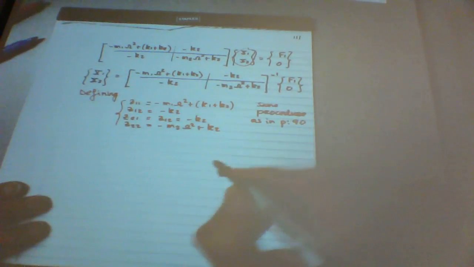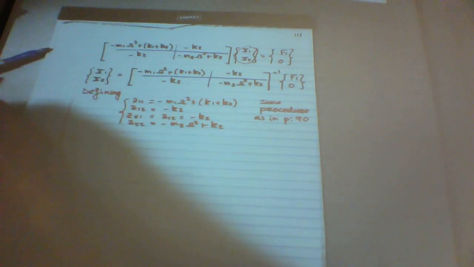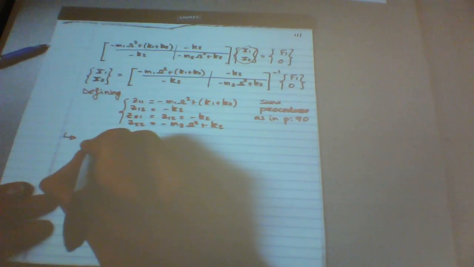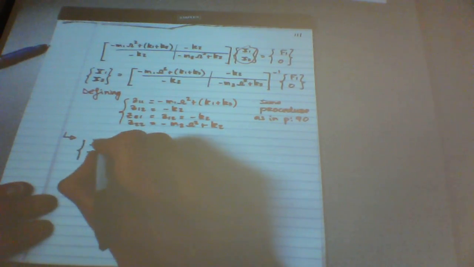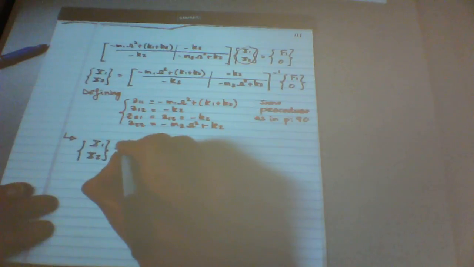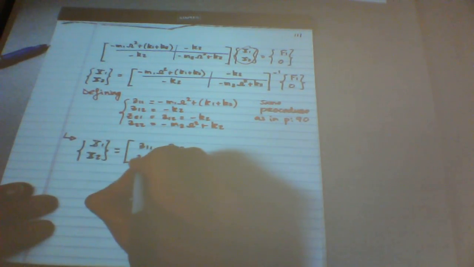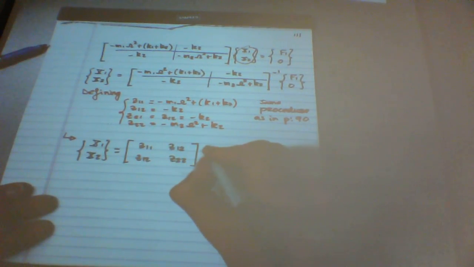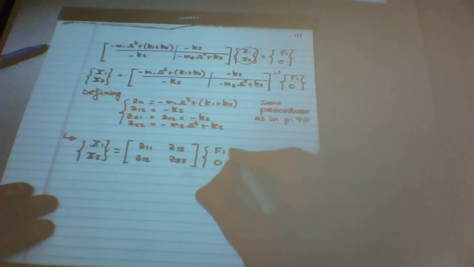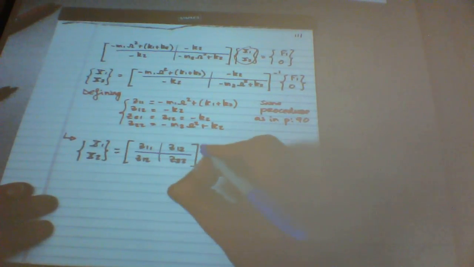So if I use that notation, then the equation here becomes what? X1, X2 equals to Z11, Z12, Z12, Z22. And I forgot something, this is the minus 1.